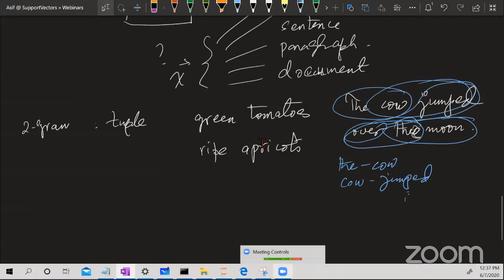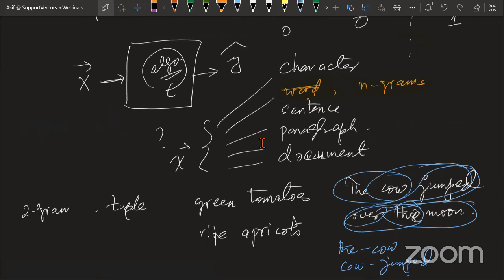So the question is, first thing you have to pick your resolution. Let us say that we have picked word, and implicitly, or n-grams. I'll just use the word word. Now the question is, how do you convert a word to a vector? How do you project or treat a word as a point in a vector space? There are many ways that you can do that.